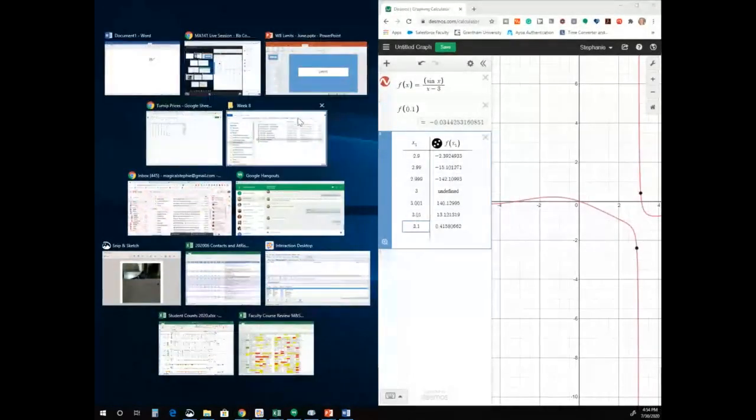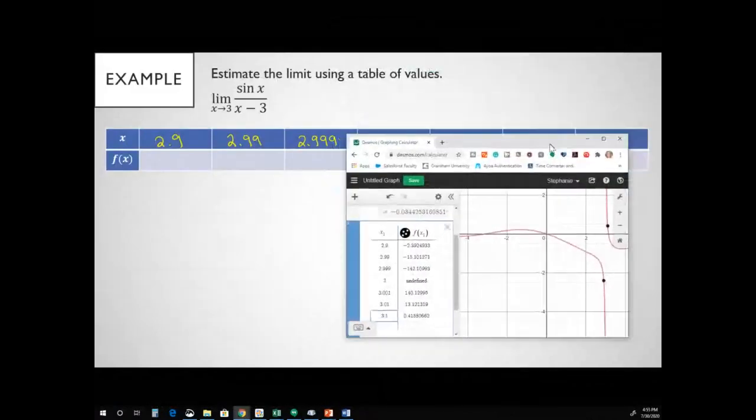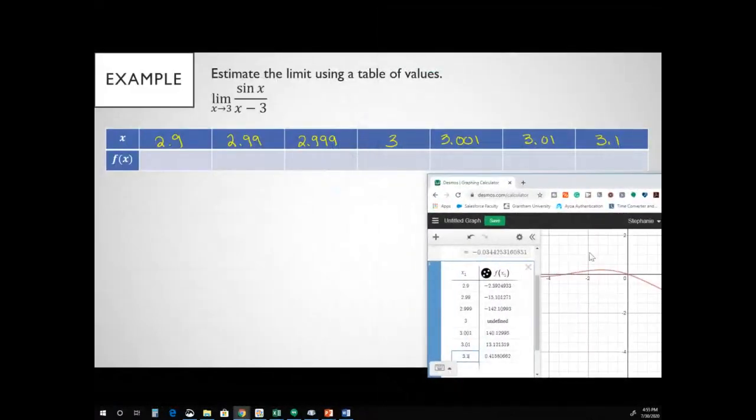Oops. That was not what I wanted to do. How do I undo that? There we go. I just wanted to move it not quite all the way over.